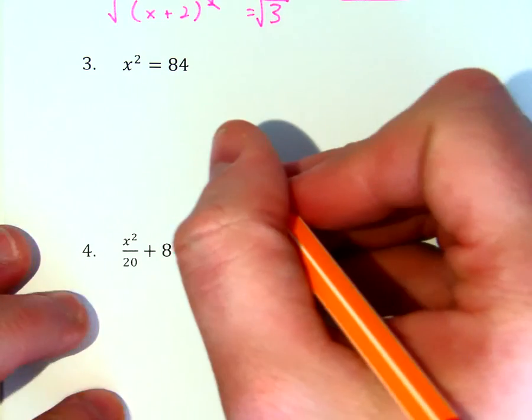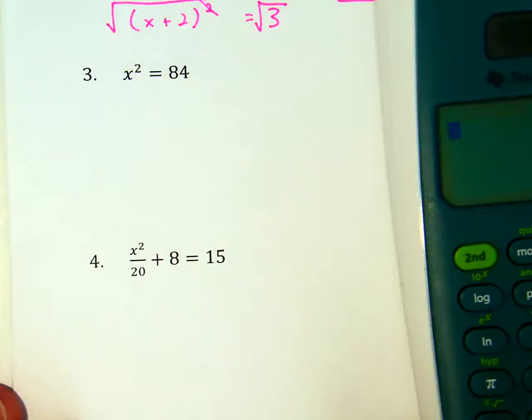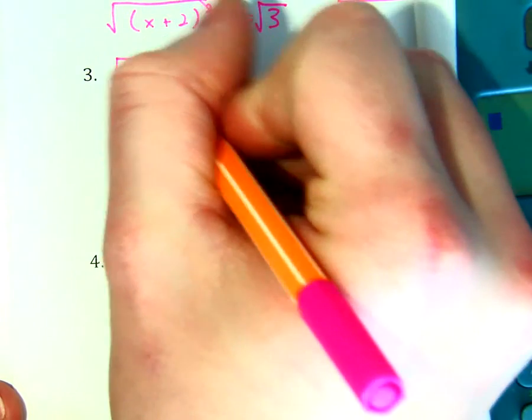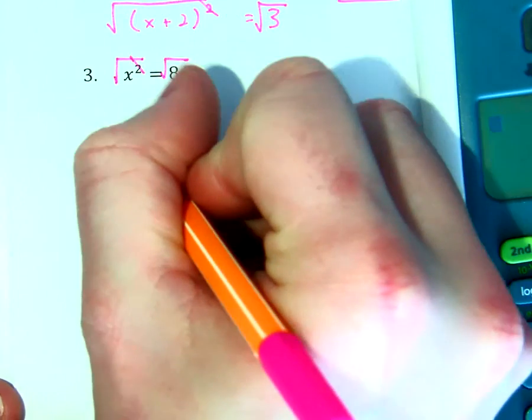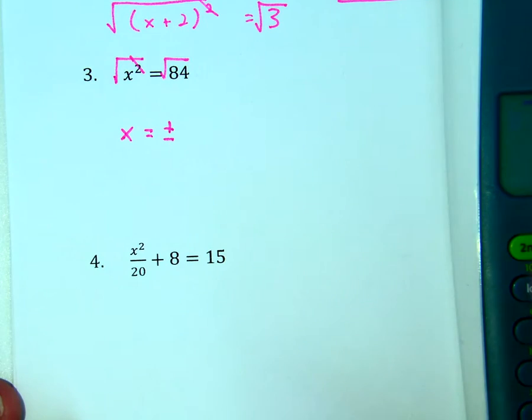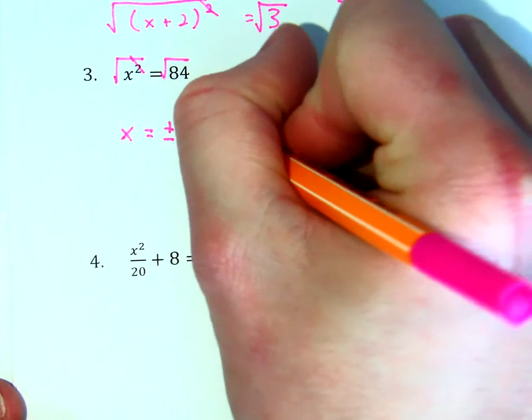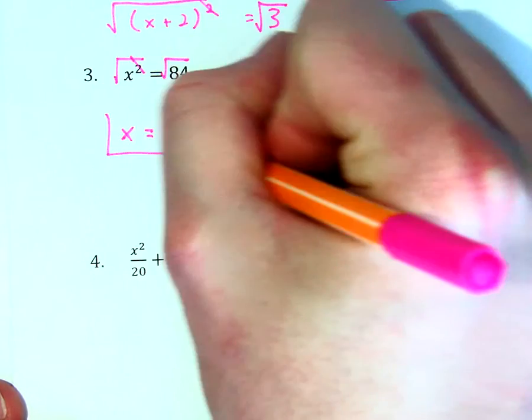Number 3 is pretty basic. I would use my calculator to help me solve this one. It's just simply simplifying. You can undo x squared with a square root and find that x equals plus or minus the square root of 84, which simplifies to 2 square roots of 21. So x equals plus or minus 2 square roots of 21.